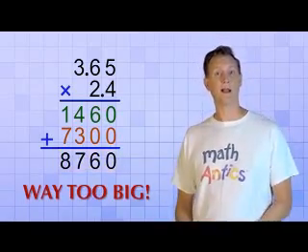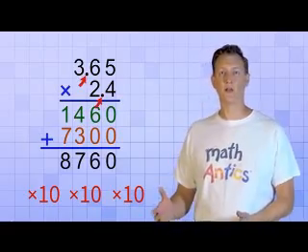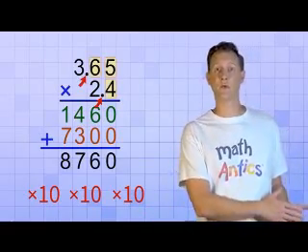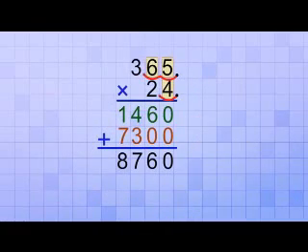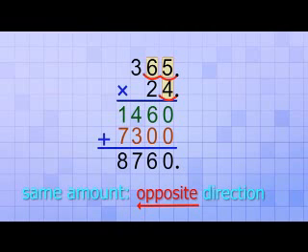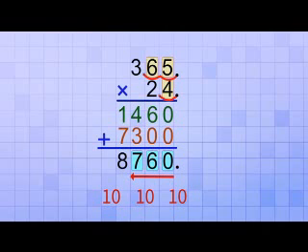It's too big by 3 factors of 10, because the decimal points in our problem got shifted a total of 3 places to the right, 2 on the top and 1 on the bottom. So to fix that, we're going to have to shift the decimal point in our answer the same amount in the opposite direction. In other words, we need to move the decimal point in our answer 3 places to the left, which will make it smaller by 3 factors of 10.